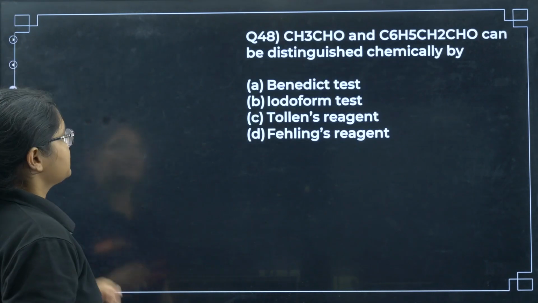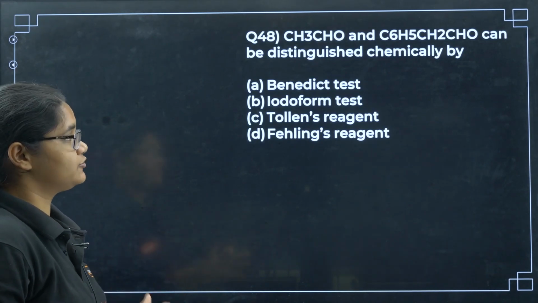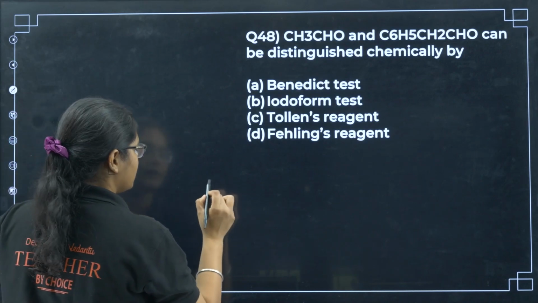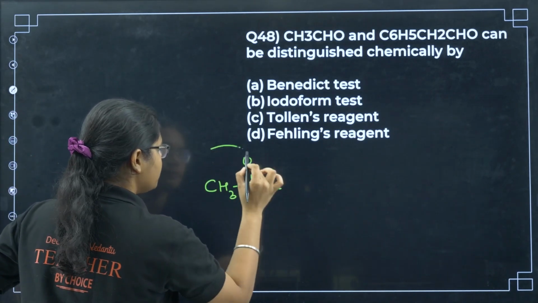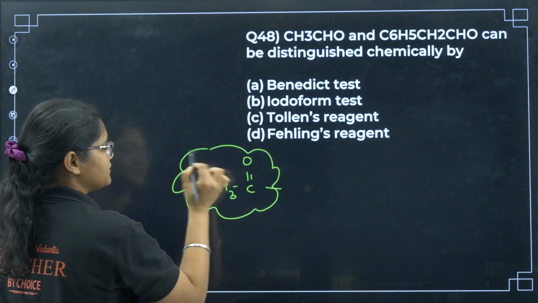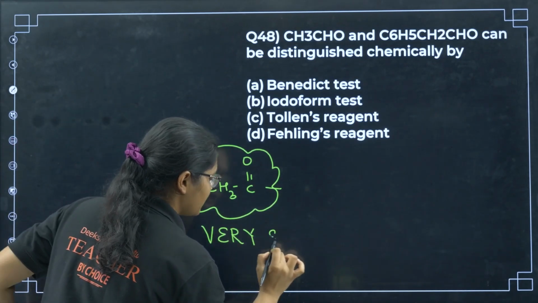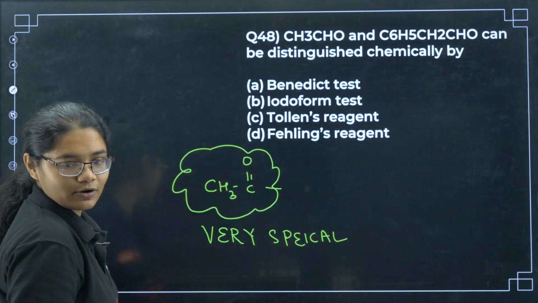Let's see the next question, number 48. CH3CHO and C6H5CH2CHO can be distinguished chemically by... So if you remember, if I have this CH3CO group, this group is very special. Why? This group is very special.